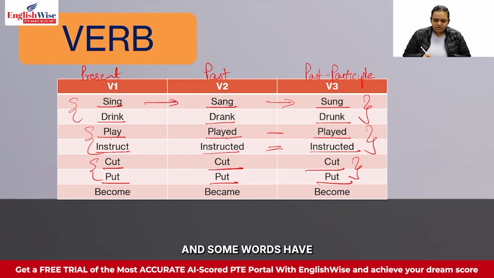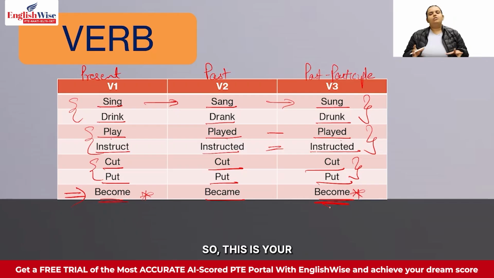And some words have their V1 and V3 the same. So you have become, became, become once again. Okay, so these are your three forms of verb. It is very important that whenever you have a verb in front of you, you should know the three forms of that verb. Okay, because you don't know what type of verb you need where.